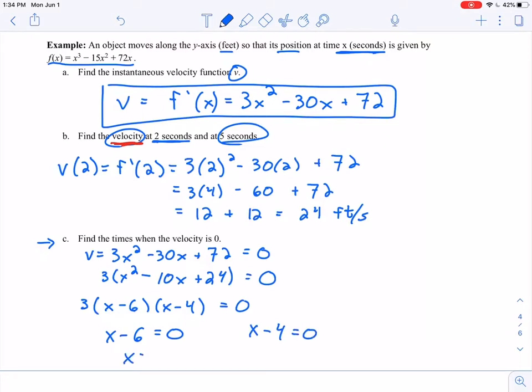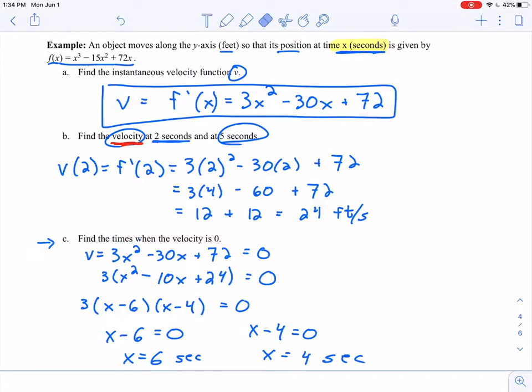Here I'll have x equals 6, and here I have x equals 4. Again, we want to talk about the times, so we want to make sure that we include a unit of time. Up here we said that x was measured in seconds, so I'm going to go ahead and say at 6 seconds and at 4 seconds. And we're going to be thinking about this a lot going forward. This is a really important idea.